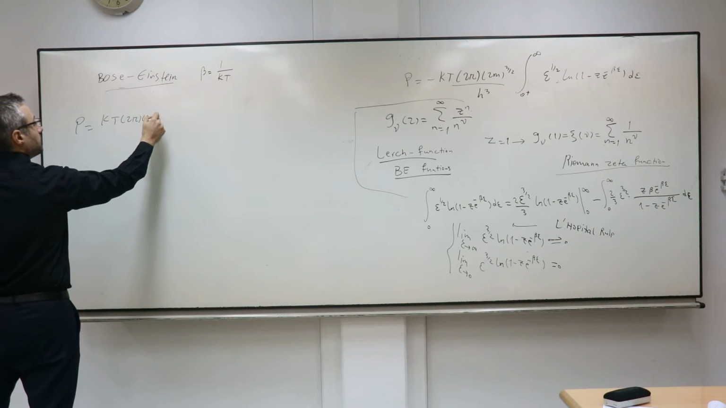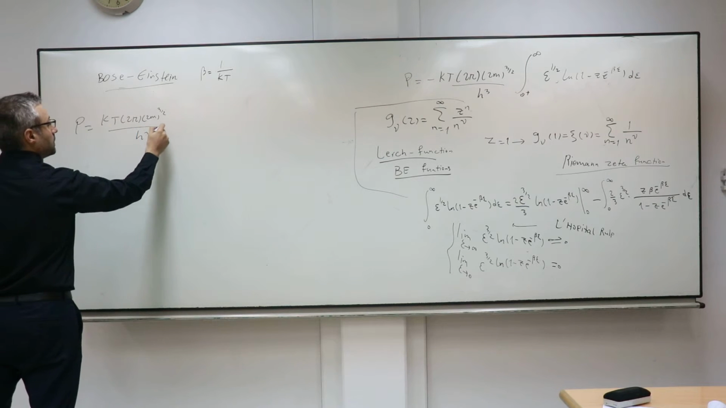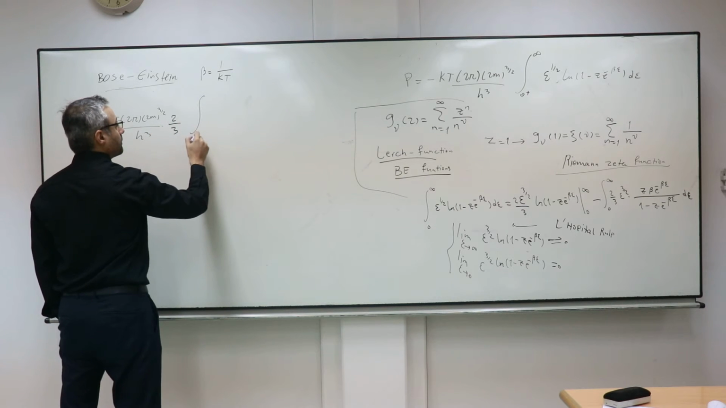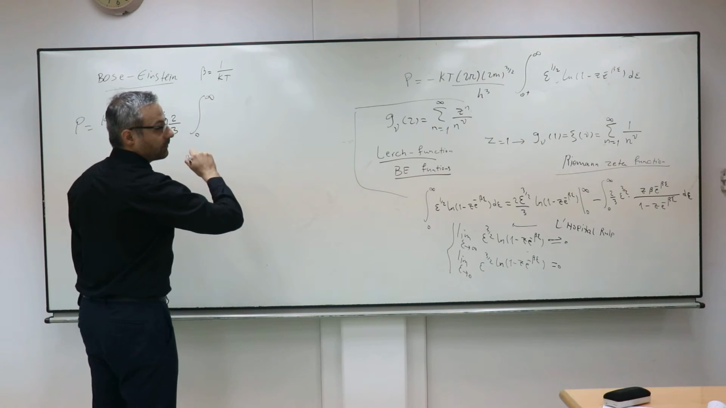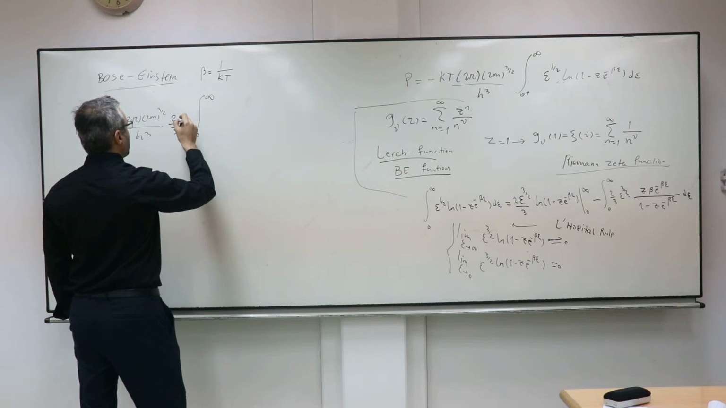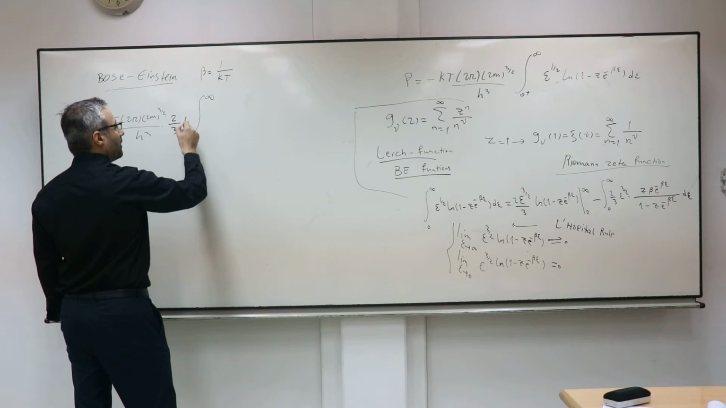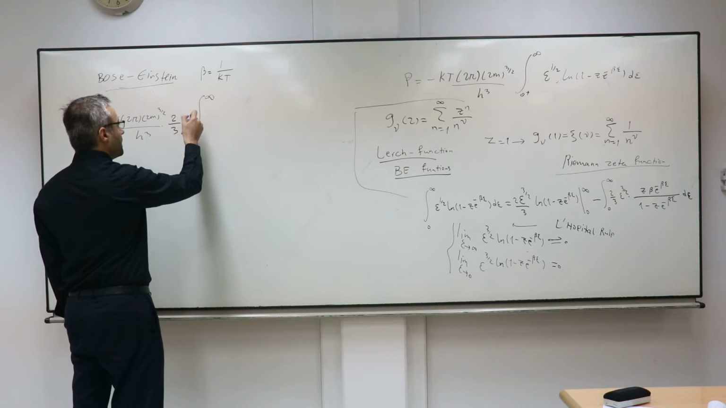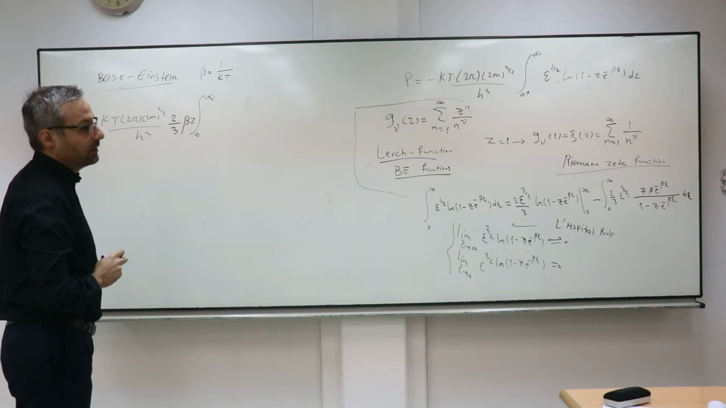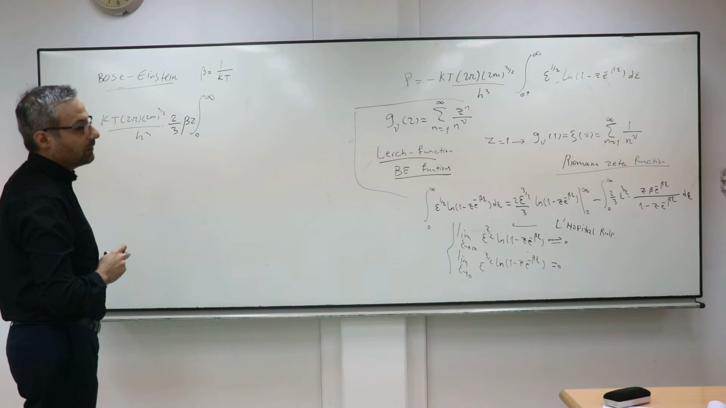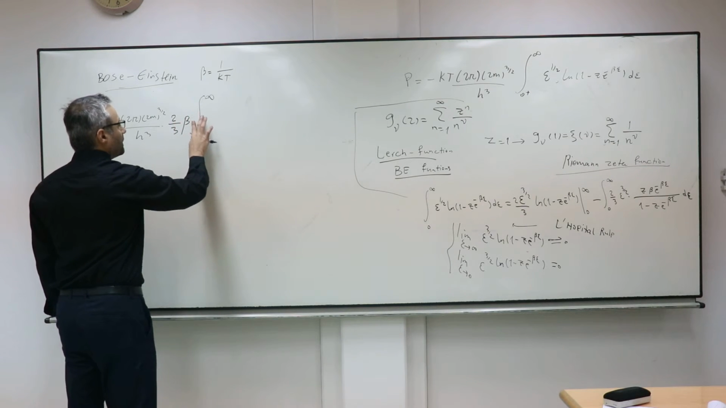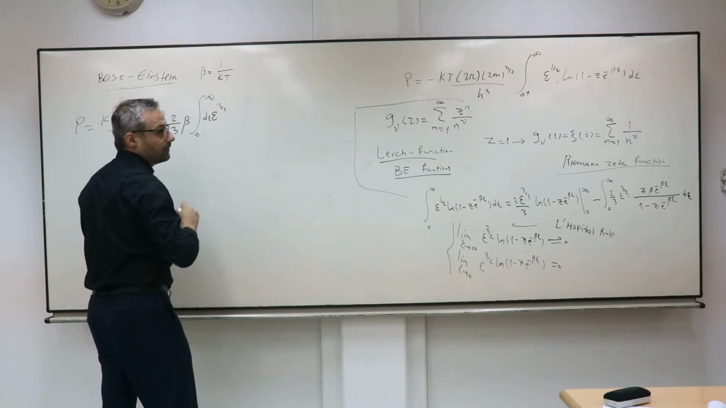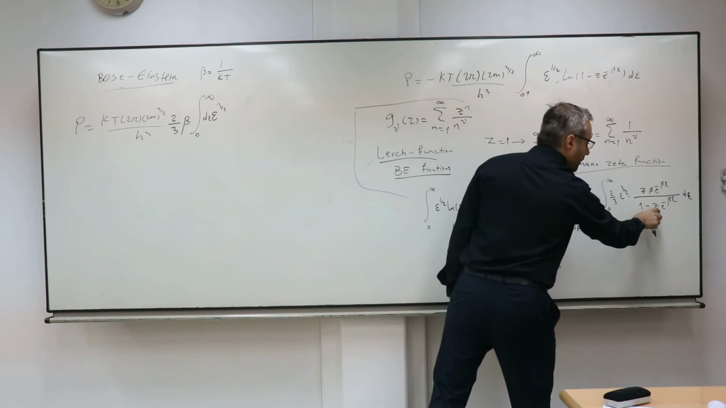kT 2π m over h² to the power 3/2. And I can put the beta outside because beta is not related to anything. Also z, yeah? We don't use that here, keep it as z. So it will be E to the power 3/2 dE. You have z exponential and one minus z exponential.